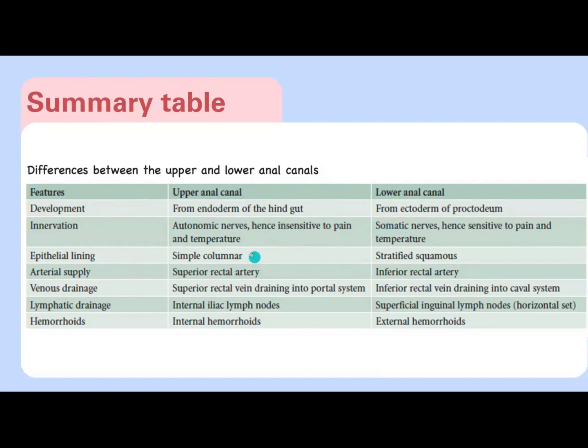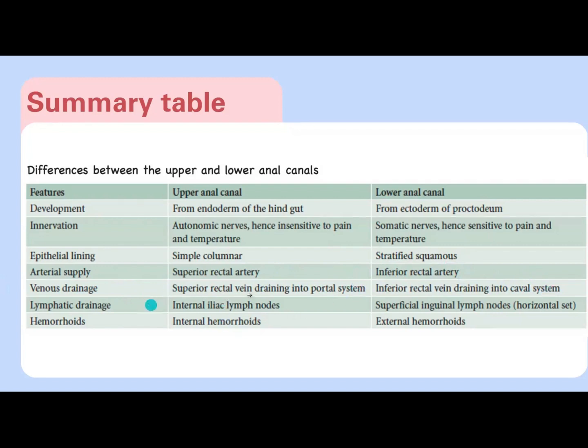The epithelial lining is simple columnar in the upper, stratified squamous in the lower. The arterial supply for the upper comes from the superior rectal artery. The lower comes from the inferior rectal artery. And you need to know from where these come from. So this one comes from the inferior mesenteric. I think this one comes from the iliac. I'm not sure. Venous drainage, this one drains into the portal system. This one drains into the caval system. What does caval mean? Means the cavas, the inferior vena cava, superior vena cava. That's what caval system is.